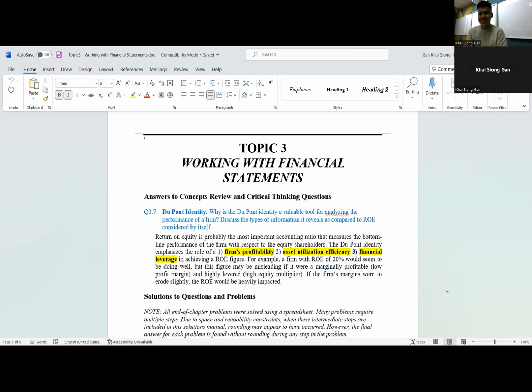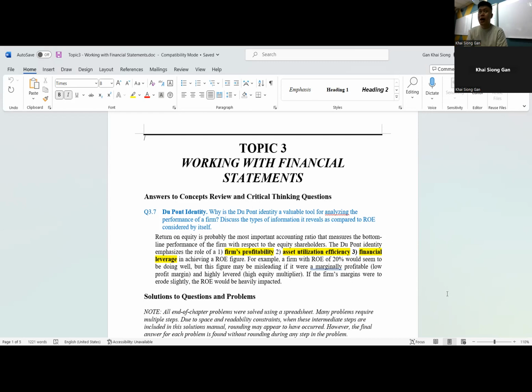Okay, let's have a look into tutorial questions. First question, DuPont identity. Why is the DuPont identity a valuable tool for analyzing the performance of a firm? It is valuable because it can look into three components here: the firm's profitability, asset utilization efficiency, and financial leverage. I have highlighted for you. Discuss the types of information it reveals as compared to ROE considered by itself.